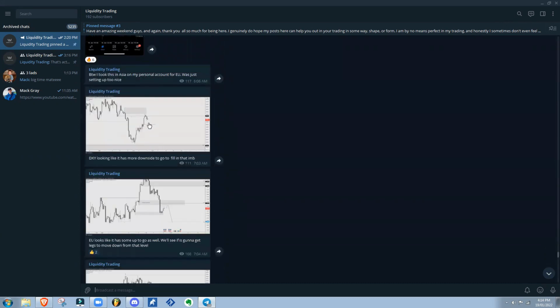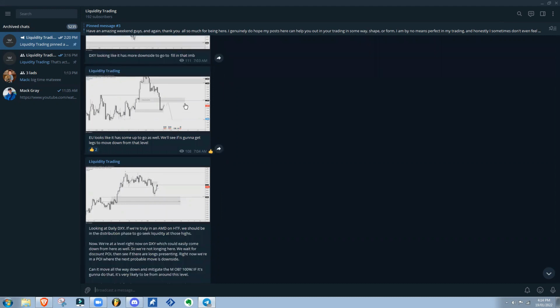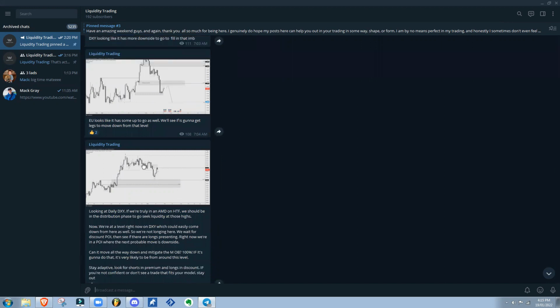And then today, I said I was looking at dollar index coming down closer to that 4-hour POI. And EU looks like it's going to go up first before coming down into that 4-hour POI. Obviously dollar index is at a POI right now. I still think it's going to go up. However, it could react off of this zone.